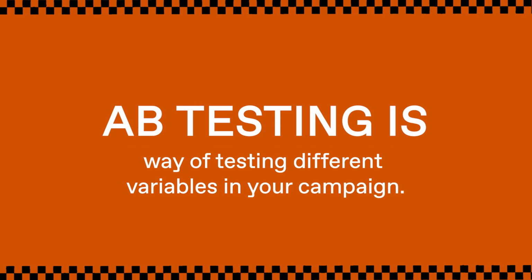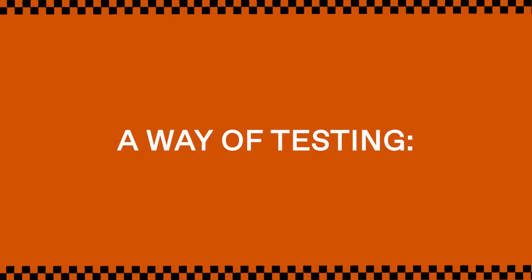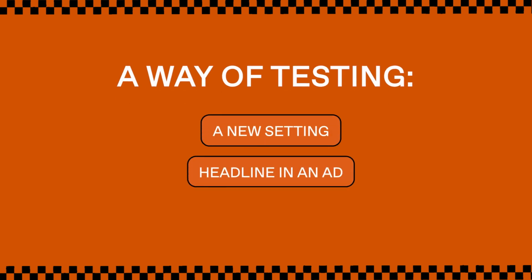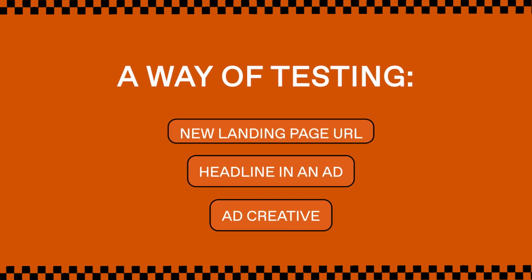If you have no idea what I'm talking about, or you have simply heard A/B testing being thrown around but are not 100% sure what it is, more or less it is a way of testing different variables in your campaign. In this case, I'm specifically going to be talking about your digital ad campaigns. It is a way of testing a new setting, a new headline in your ad, a new ad creative, a new landing page URL, day parting, etc. You can really test anything that you want against a control campaign and see how it performs before you implement it at a larger scale.